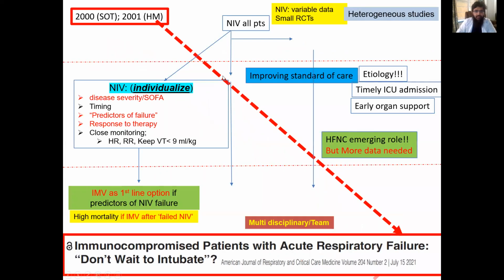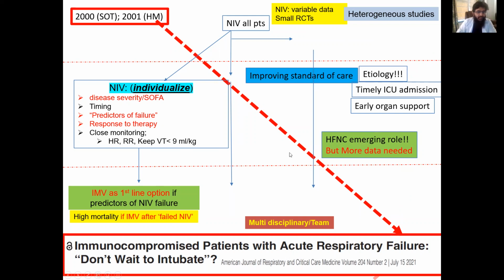In the last 20 years, we have gone from NIV in all patients and IMV in none, to now individualizing NIV based on disease severity, the timing of the disease, the timing of admission, the predictors of NIV failure, the response to therapy, and close monitoring of vitals. Also, the tidal volume should be less than 9 ml per kg. The standard of care in the ICU is improving in general, and the mortality of patients on IMV, as we have seen, is coming down. It's also important to look at the etiology, the ICU admission, and give early organ support for a better outcome.